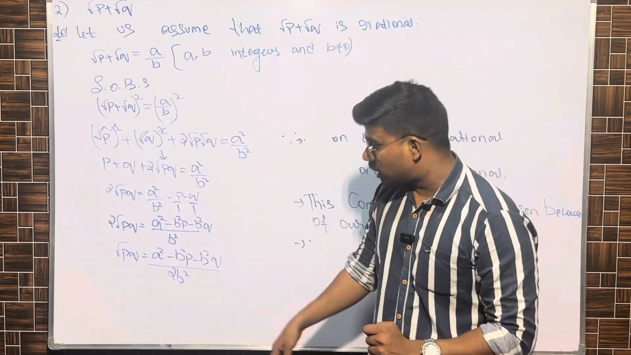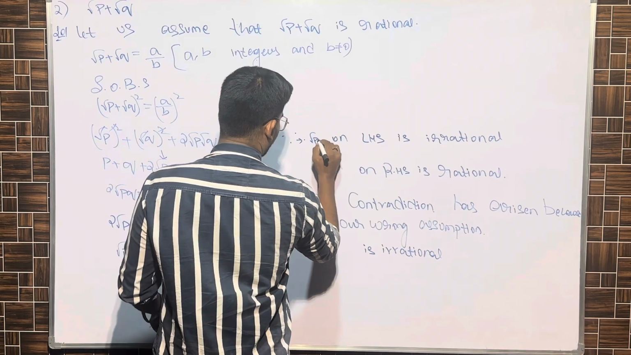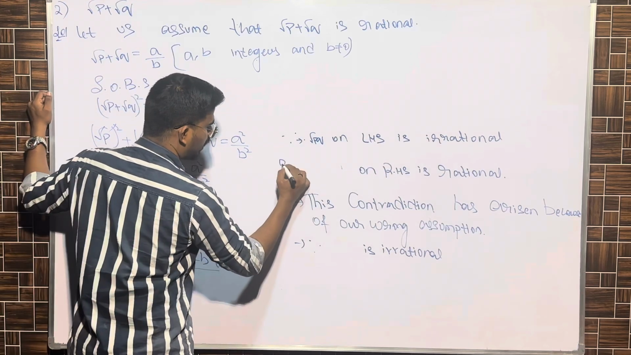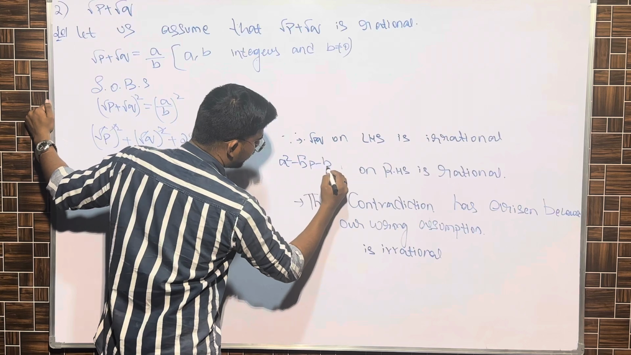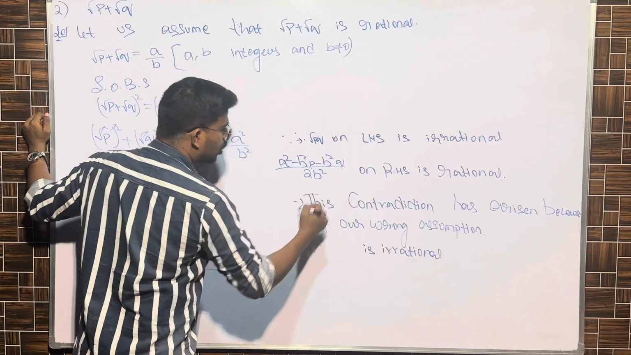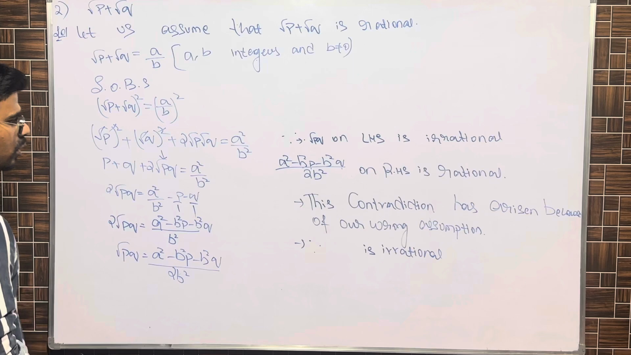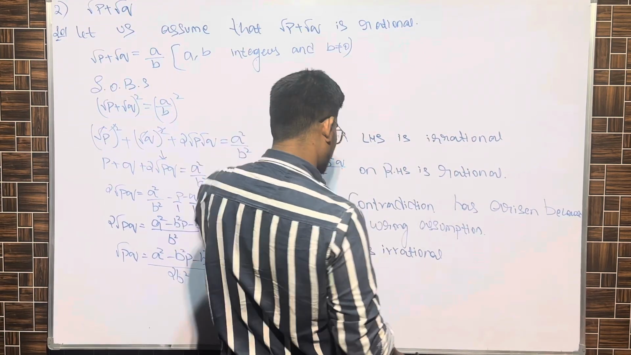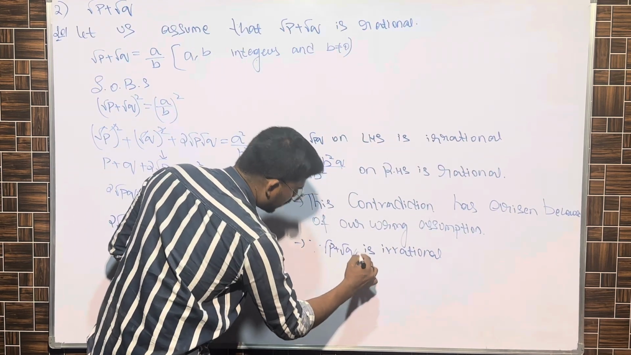Root pq on the LHS is irrational. This all is irrational. That is what we have to write. On the left hand side we have root pq, which is irrational. This entire term, a square minus b square p minus b square q divided by 2b square, on RHS is rational. So this contradiction has arisen because of our wrong assumption. What was the wrong assumption? That we considered it to be rational, which is wrong. That means it is irrational. Therefore, root p plus root q is irrational.